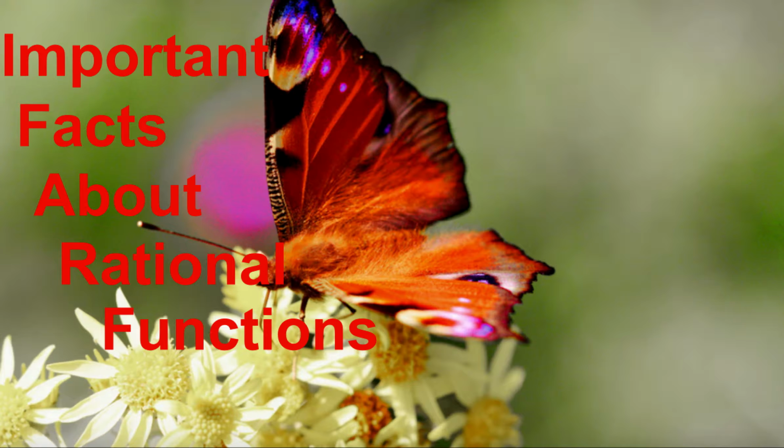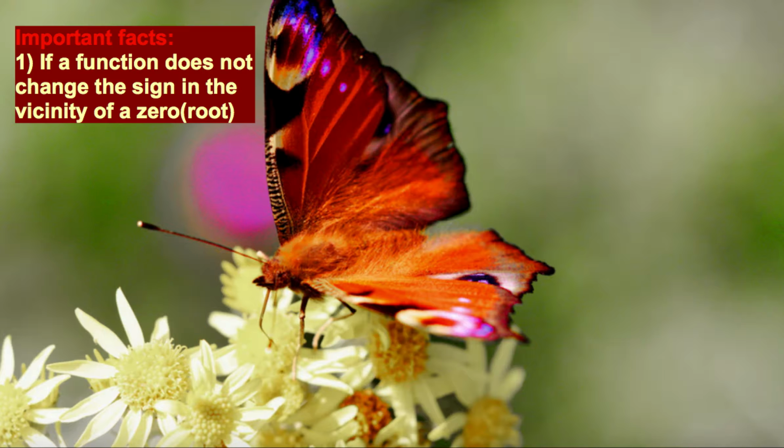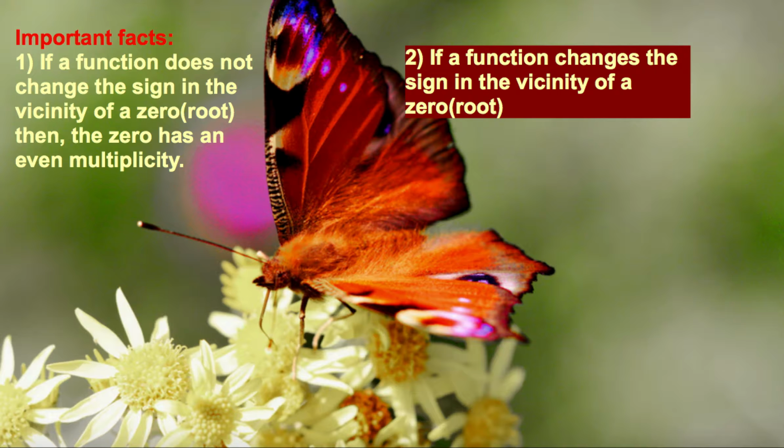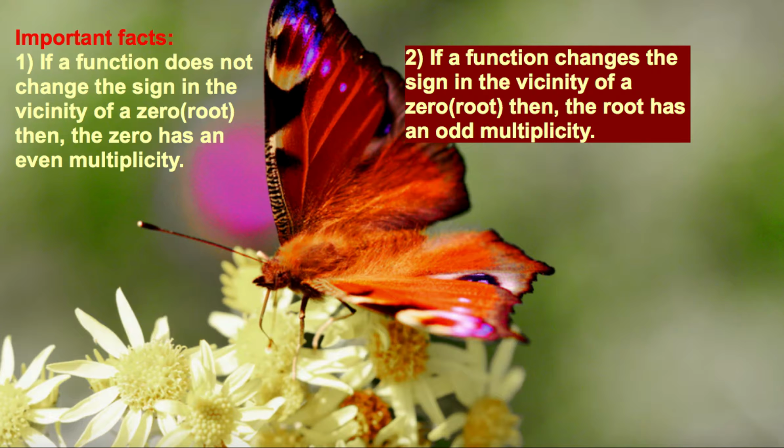Important facts about rational functions. 1. If a function does not change the sign in the vicinity of a zero, root, then the zero has an even multiplicity. If a function changes the sign in the vicinity of a zero, root, then the root has an odd multiplicity.